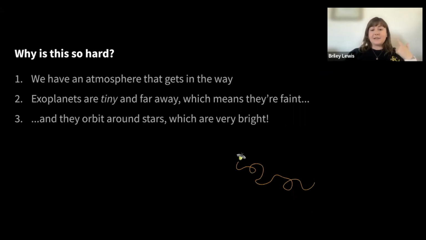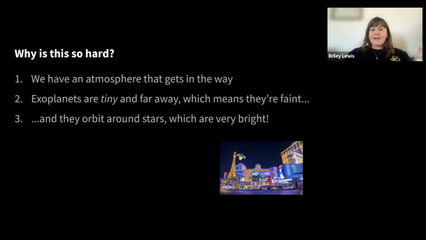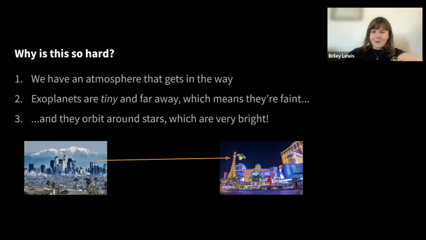that exoplanets are tiny and far away, which means they're really, really faint. And they orbit around stars, which are very bright. So you're trying to see a very faint thing next to a very bright thing. You can compare this to trying to take a picture of a firefly that is buzzing around the bright lights of Las Vegas, and taking that picture from here in Los Angeles. So you can imagine that is a very difficult thing to do. So let's tackle each of these problems one by one and how we can deal with them with technology.